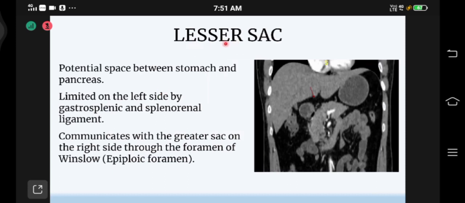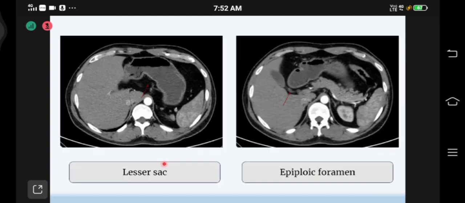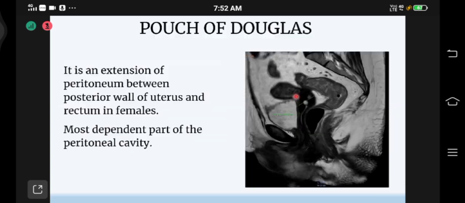That is the lesser sac. It is a potential space between the stomach and the pancreas. It is limited by the gastrosplenic and spleno-renal ligament, and it communicates with the greater sac on the right side through the epiploic foramina. How do we localize it? Just above the level of the pancreas, the posterior wall of the stomach, you can see the fat here. This area forms the lesser sac, and it joins the greater sac in the region of the epiploic foramina. This is how we need to localize it.